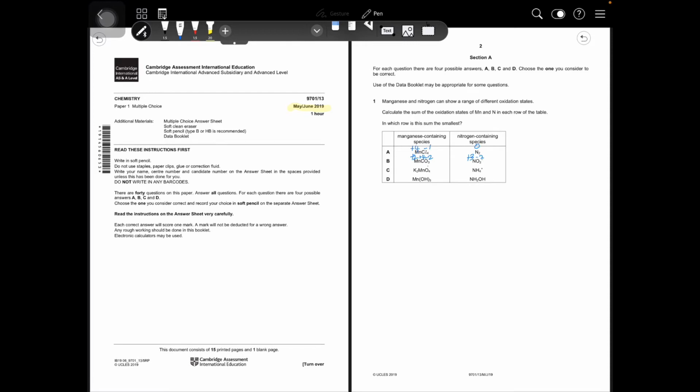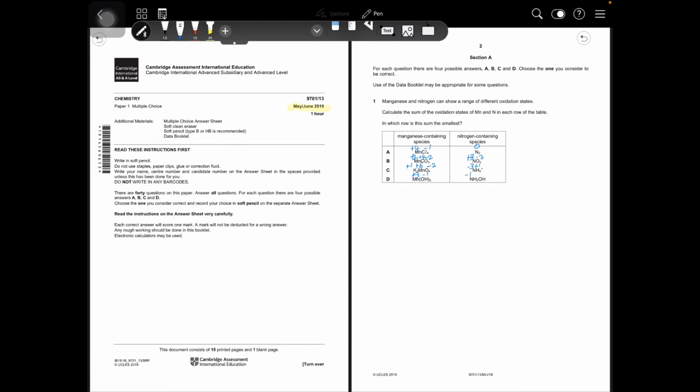Since oxygen is -2, we have nitrogen as +3. In the third row, we have -2 for oxygen and +1 for potassium, hence we have +6 for manganese, and for nitrogen we have -3 since hydrogen is +1. And the last one has a +3 oxidation number since the hydroxide itself is -1, and here we have nitrogen as -1.